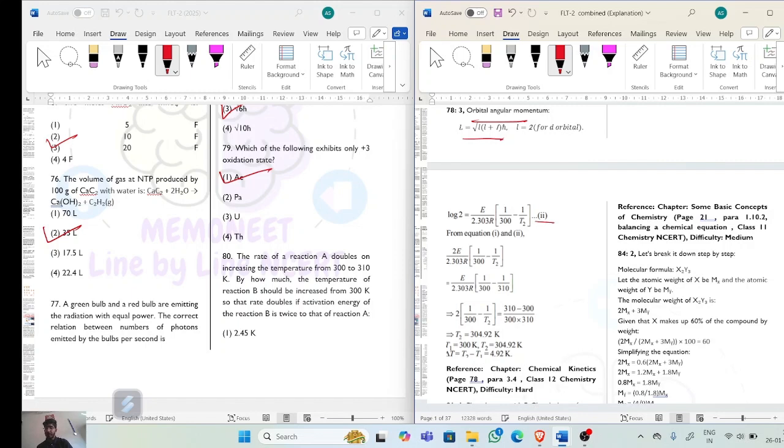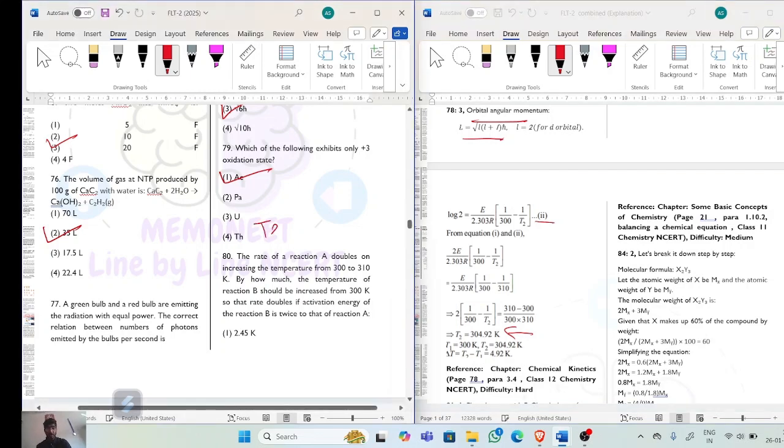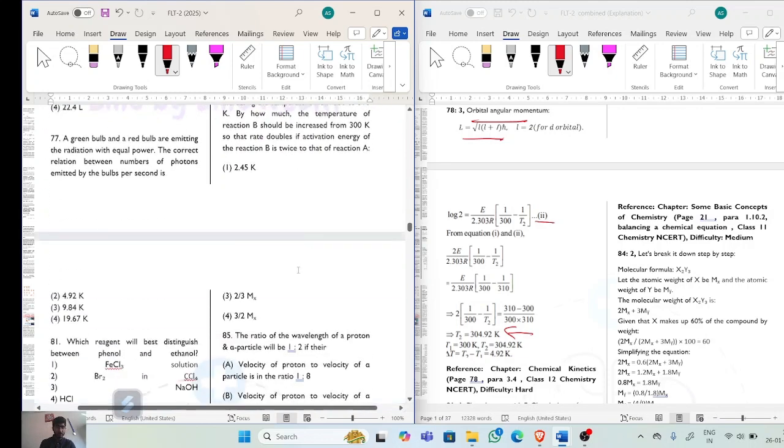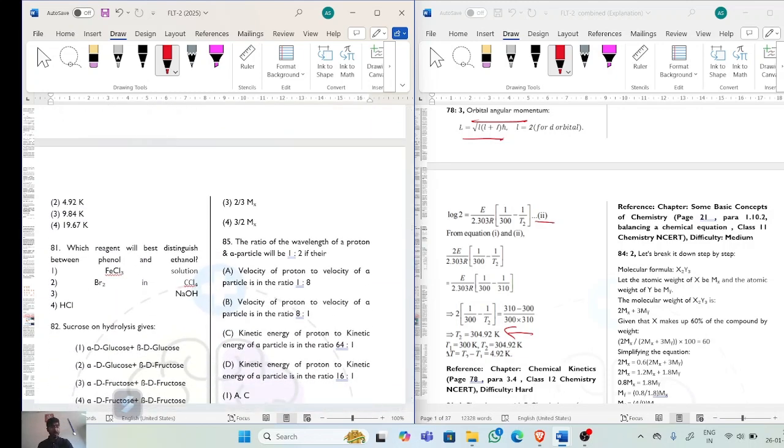After putting all the values, we get equation number 1 and equation number 2. Now from the simple elimination method, we have to solve equation 1 and equation 2. By direct solving, we get our temperature T2, which is 304.92 Kelvin. From this we know T1 is equal to 300 Kelvin and T2 is equal to this. So the temperature difference means T2 minus T1, which is 304.92 minus 300, which is 4.92 Kelvin. 4.92 Kelvin is our correct answer. Means option number 3 is our correct answer.